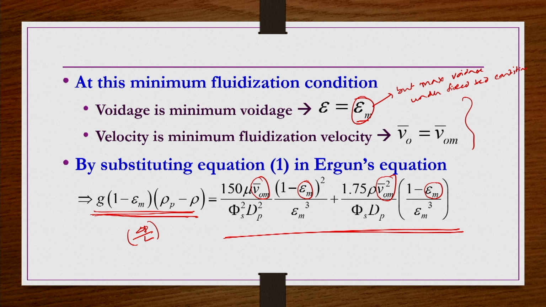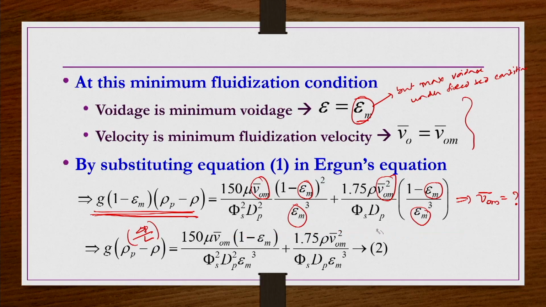So, in the Ergun's equation, delta P by L we replaced by g multiplied by (1 minus epsilon m) multiplied by (rho P minus rho), as we just derived. In the right hand side, everywhere velocity we replaced by the minimum fluidization velocity, and epsilon by epsilon m. That is the only change we have done. So, this equation one can solve to get the minimum fluidization velocity. It is a kind of quadratic equation that you get when you substitute all the properties like voidage, gravity, densities, particle size, shape factor, etc. You will have a quadratic equation for the minimum fluidization velocity that you solve.